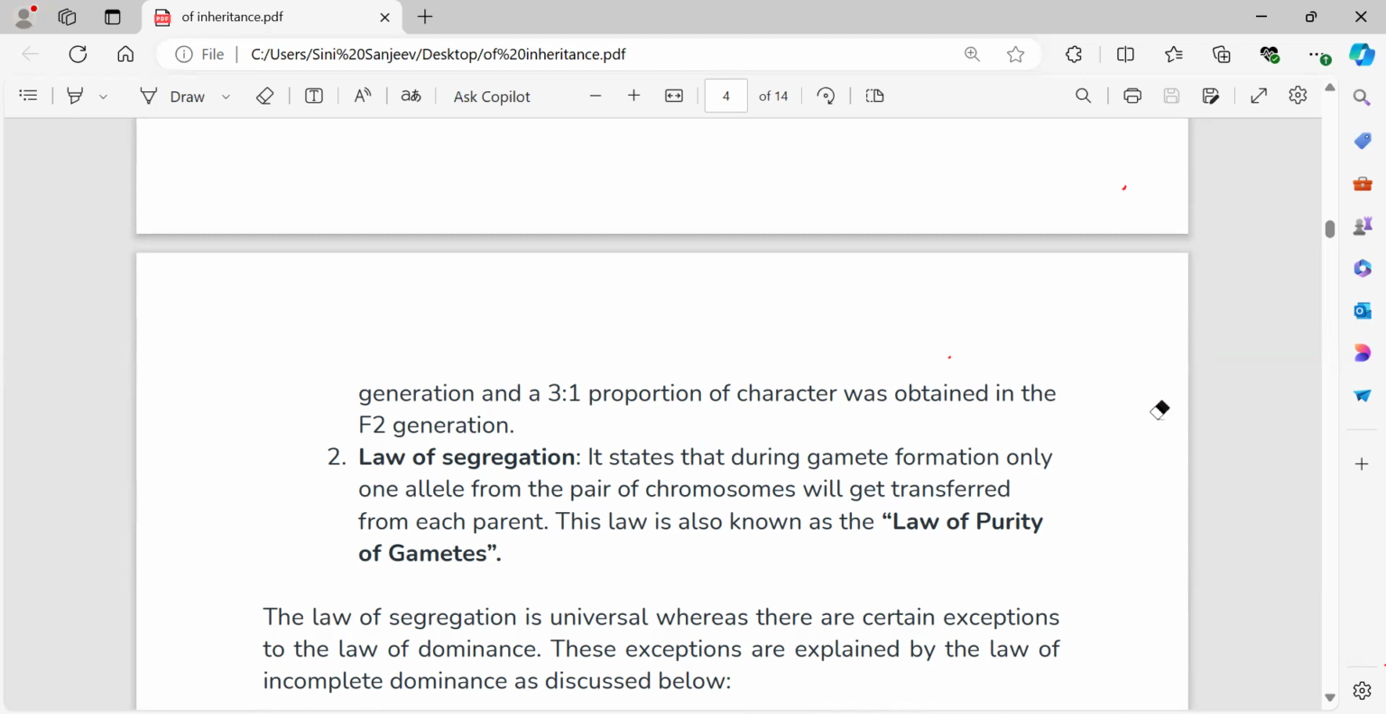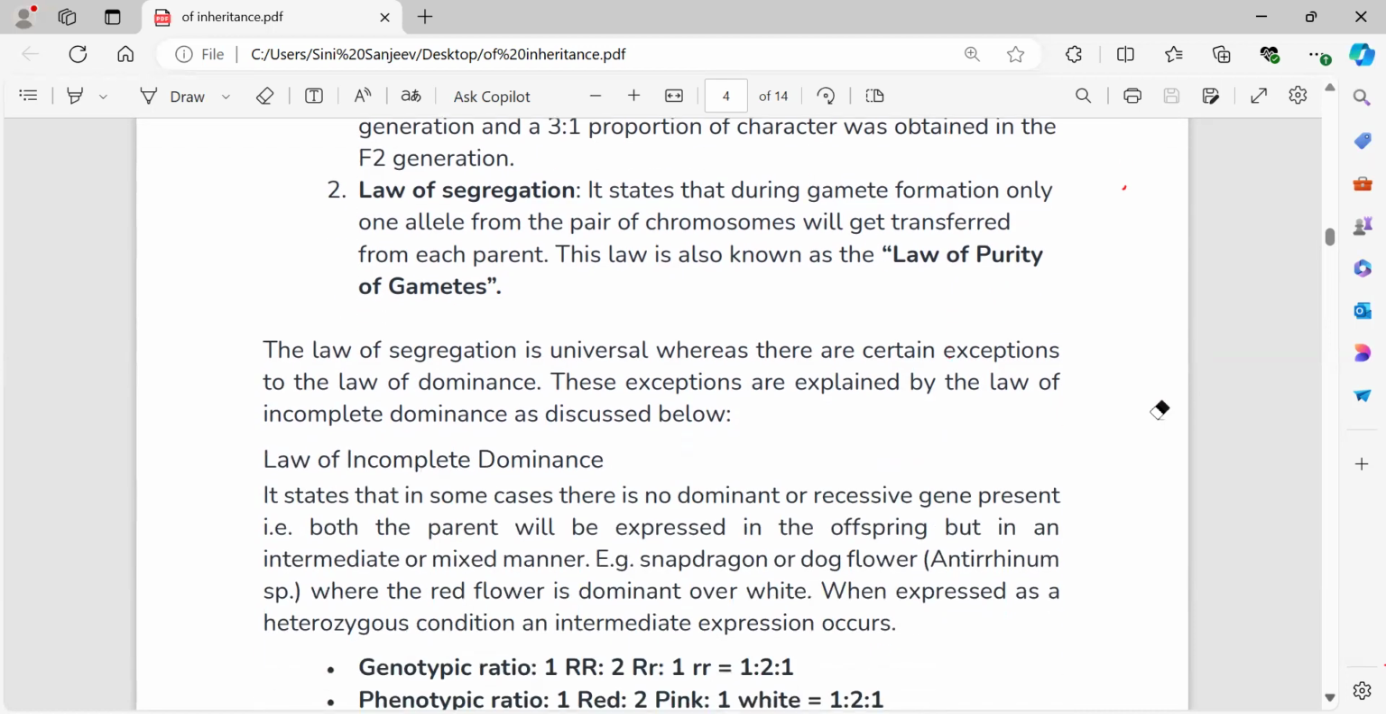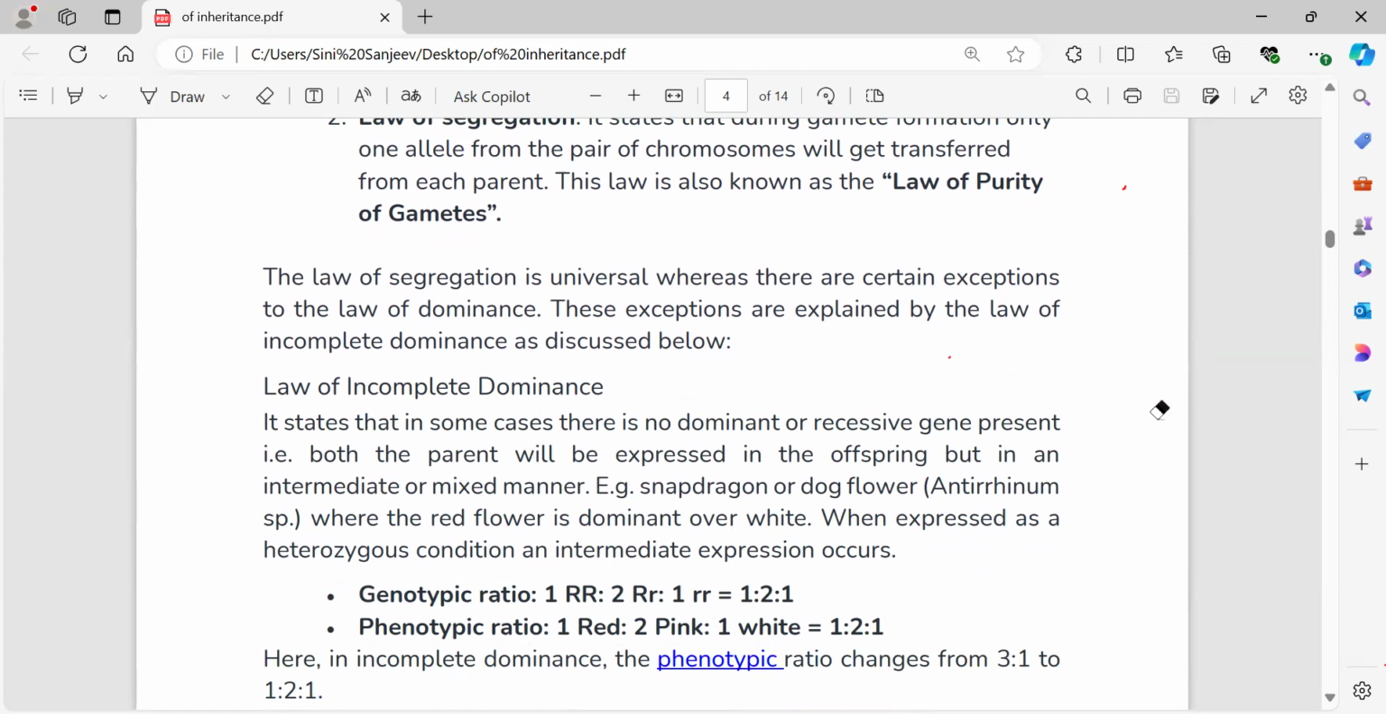Okay, but it is not always that whatever the dominance is, it will be a complete dominance. Okay, so sometimes it may also be incomplete. So you have one more law related to incomplete dominance, which is called the law of incomplete dominance. Now, what is this law of incomplete dominance? Now, complete dominance means what? That the dominant character will surely express no matter whatever happens. So 100% surety also you can give. But law of incomplete dominance means what? Now, there will be no dominant or recessive gene present.